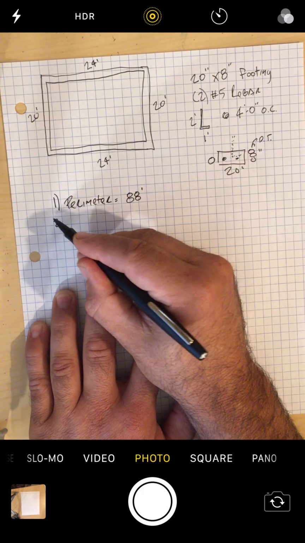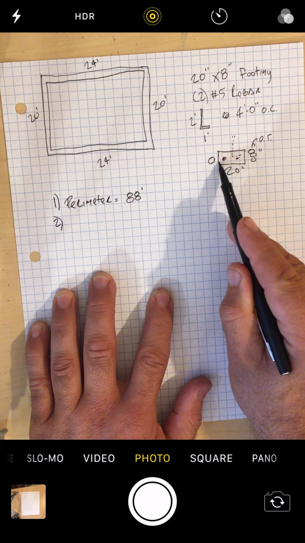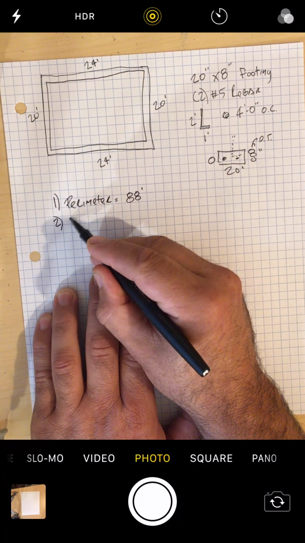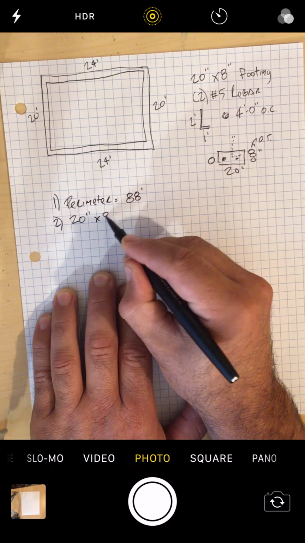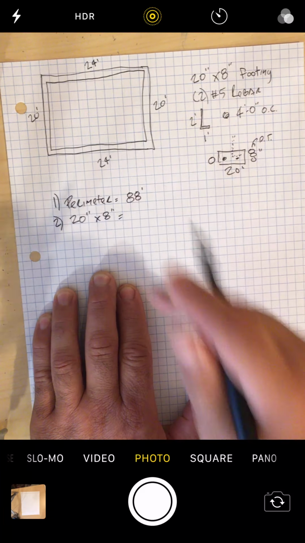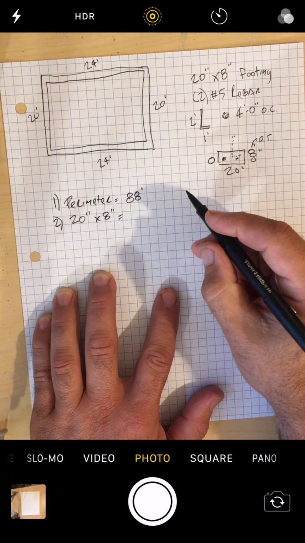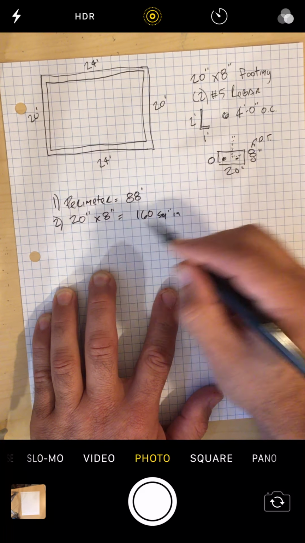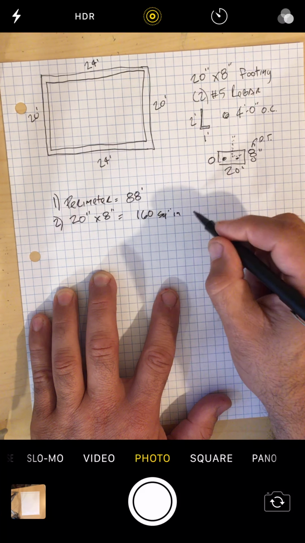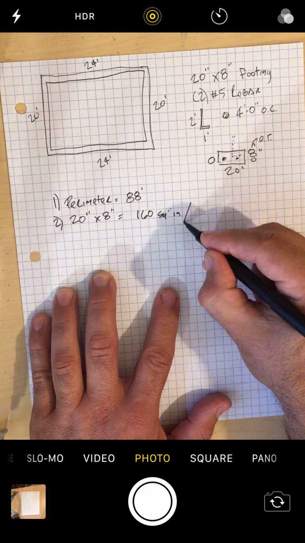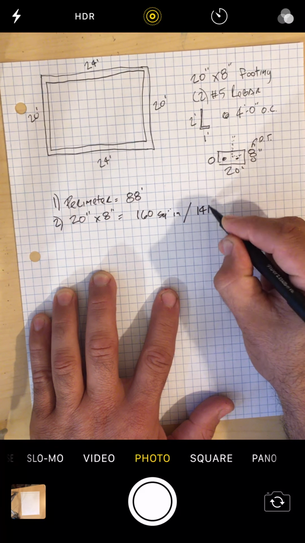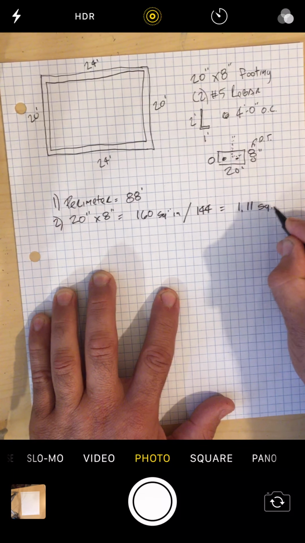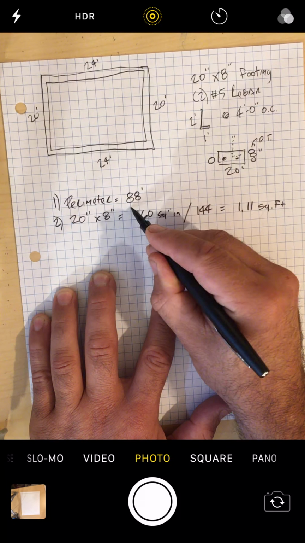The second step that we want to do is we want to figure out what the area is of this concrete footing. And we want to figure that out in a square foot. So in this case here, we said it's 20 inches wide by 8 inches. So if we multiply that, that equals 160 square inches. If we take that 160 and we divide it by 144 per square foot, so we can get a square foot number, that is going to equal 1.11 square feet. I'm just going to put a little or here.